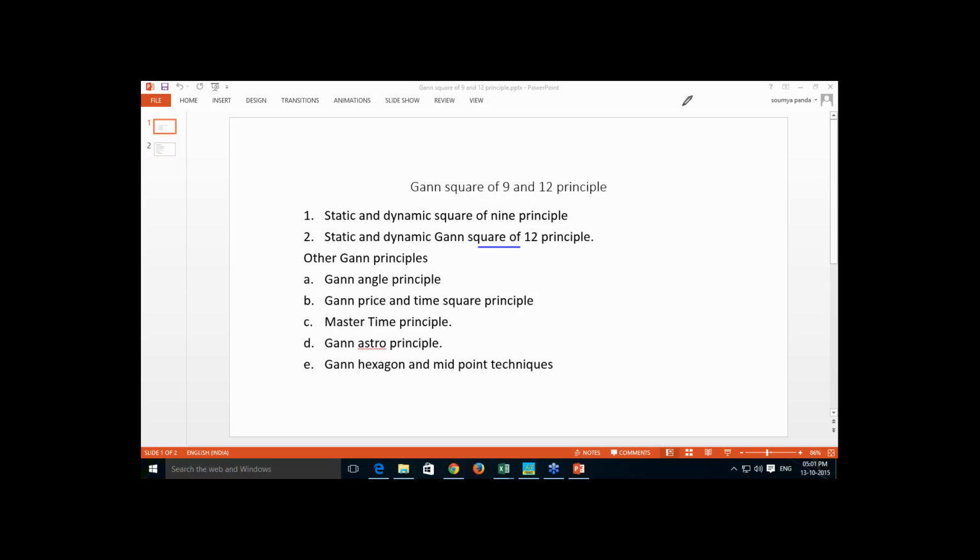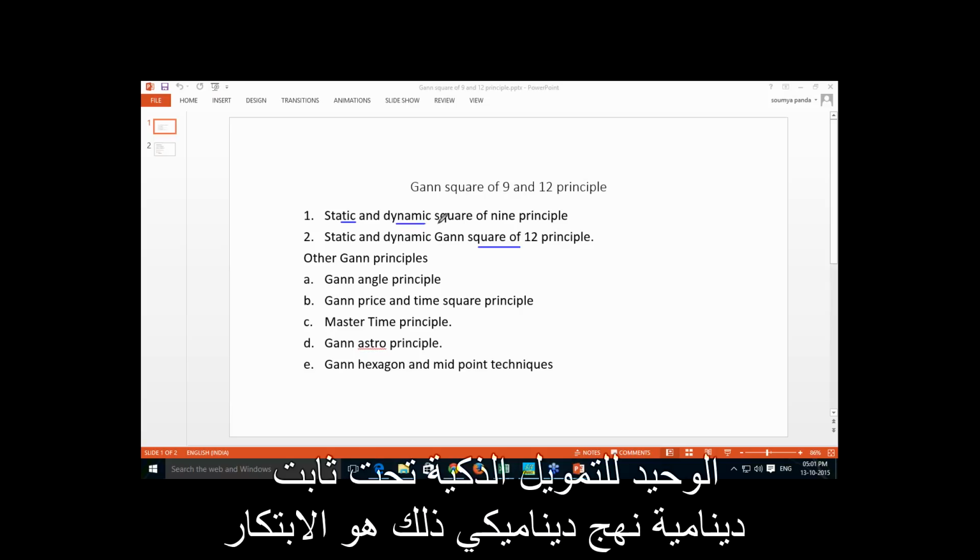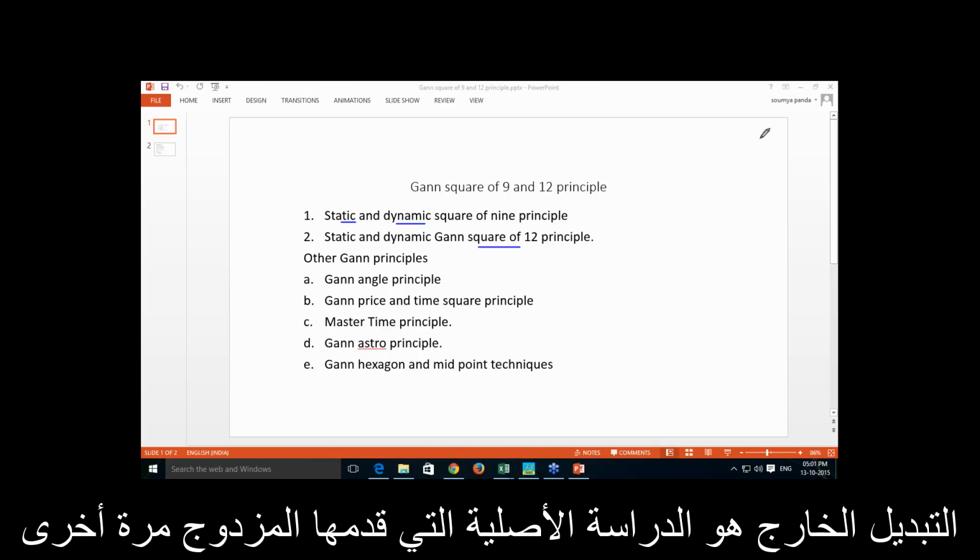trade forecast. And there are two approaches of this study you are going to learn. One is a static approach, another is a dynamic approach. So the dynamic approach is the sole innovation of Smart Finance, and the static approach is the original study given by W.D. Gann.